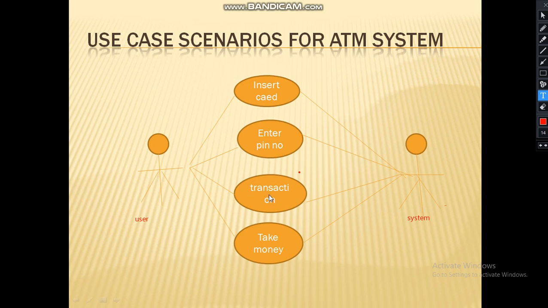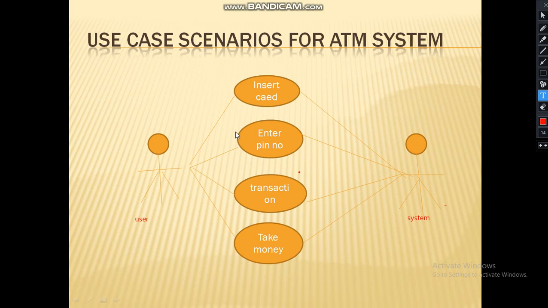And the third one is transaction. If the PIN number is correct, then the user performs the transactions. All the transactions are updated by the system. If the transaction runs smoothly, the user takes the money and the system gives the money. So each and every operation is performed by the system and the user.